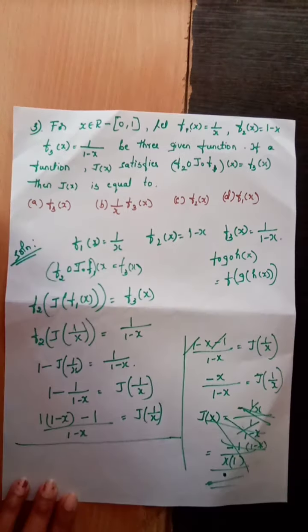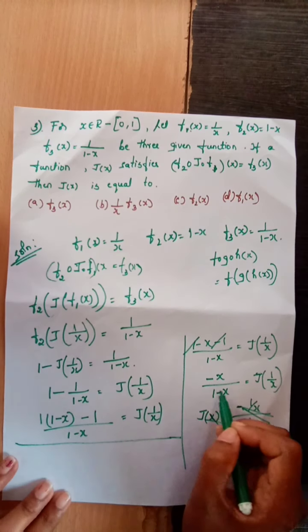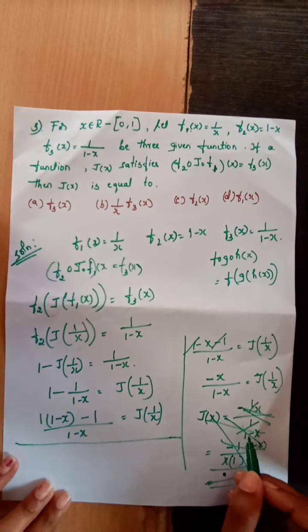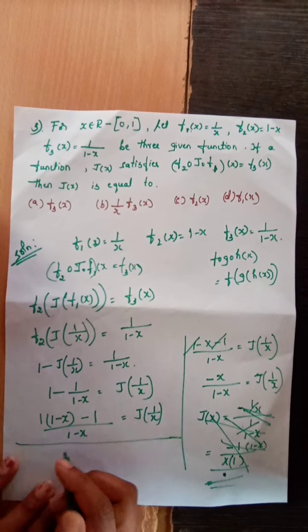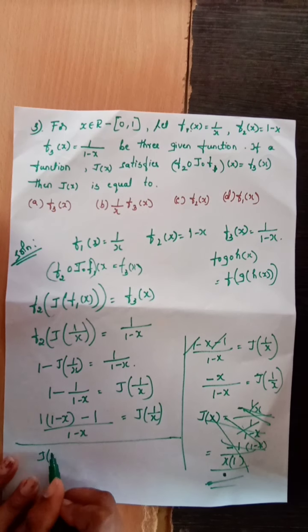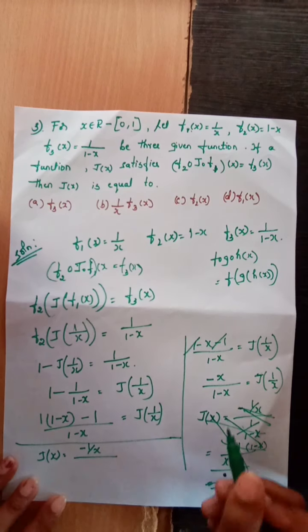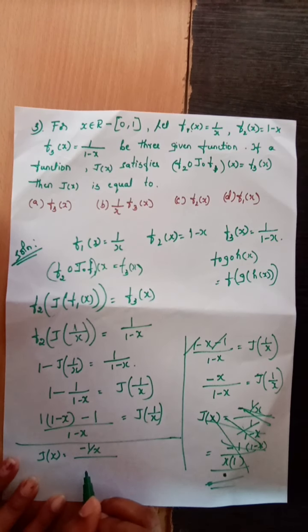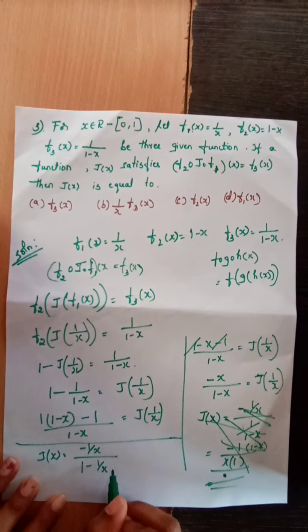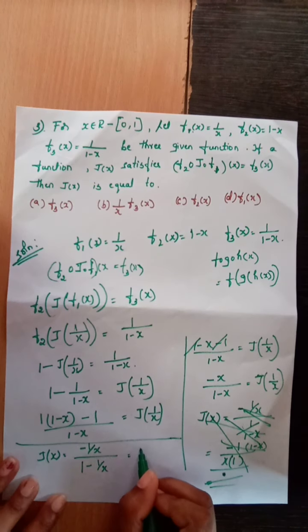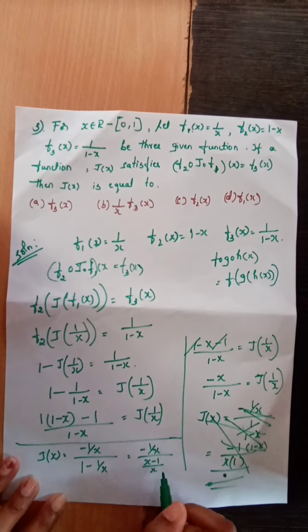Okay. So you can see that j of 1 by x is minus x by 1 minus x. So whatever I explained earlier, there was a bit of a mistake. So I'll correct it. So j of x will be minus 1 by x. So wherever I have x, I have to replace it by 1 by x. So it is 1 minus 1 by x. So what we'll get? Minus 1 by x divided by x minus 1 by x.